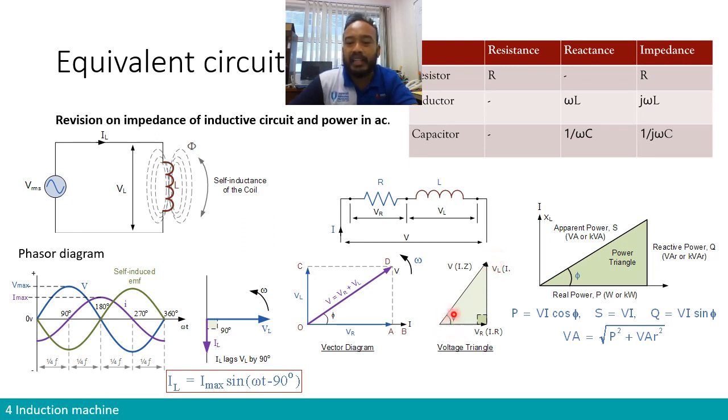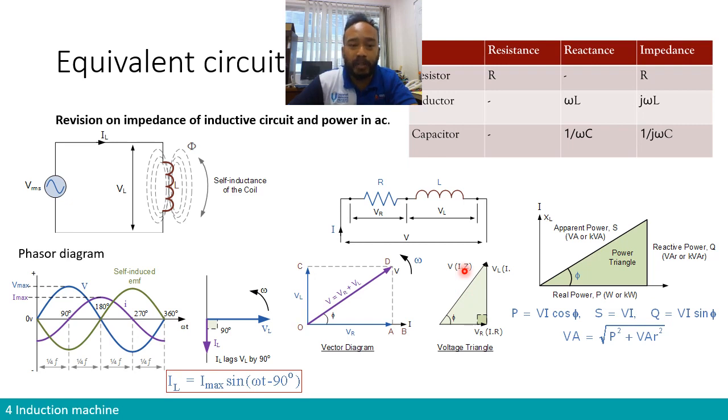It has a lag of phi behind the voltage supplied. Okay, so the lag is not 90 degrees. 90 degrees is only if the circuit is purely inductive. But if you have a resistor, then it will be less than 90 degrees. It has a certain angle that is a combination of both.